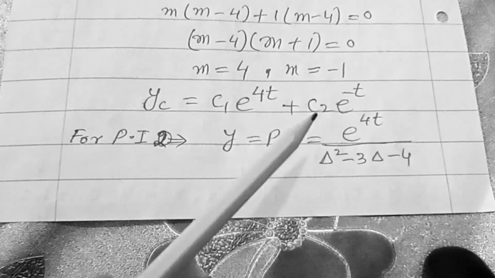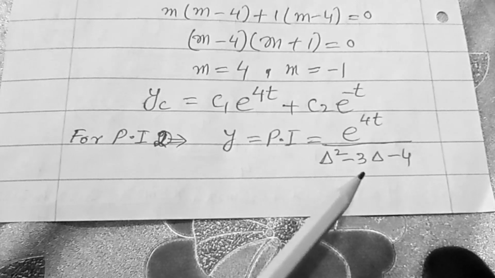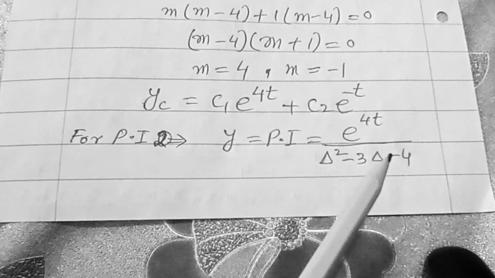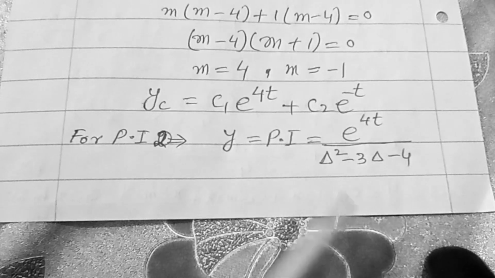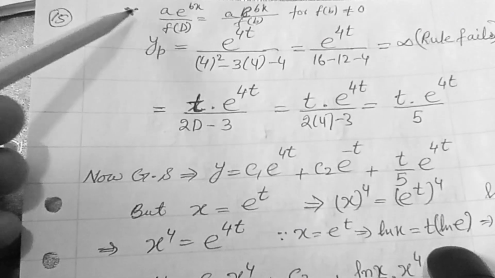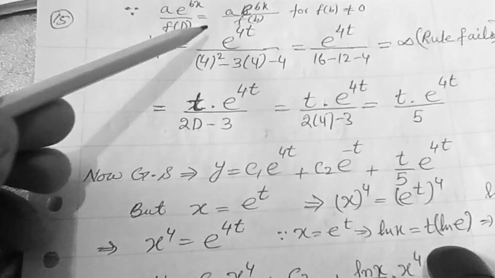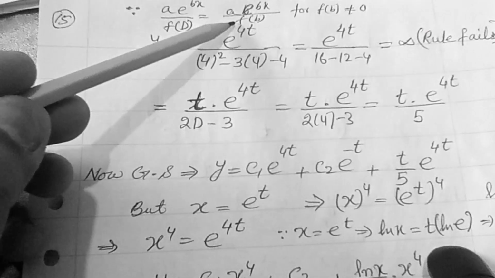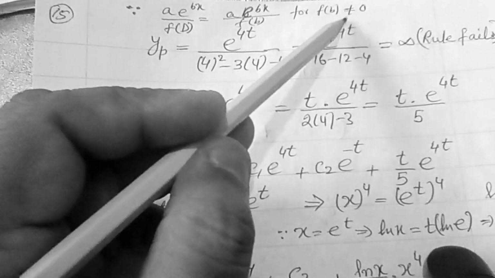After the substitution, f of D will be transformed into f of b such that f of b is not equal to 0. So this theorem: a exponential bx upon f of D is equal to a times exponential bx upon f of b when f of b is not equal to 0.